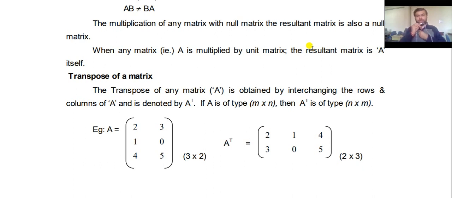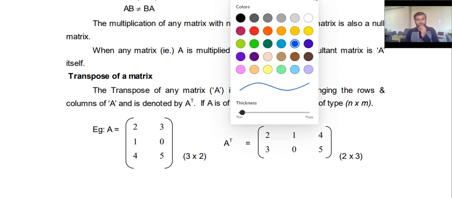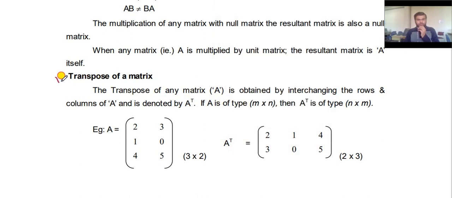So today I am going to deliver my lecture on transpose of the matrix and inverse of the matrix. How to find the transpose of a matrix and the inverse of a matrix. So today we will discuss these topics. Firstly, we will discuss what is the transpose of a matrix.